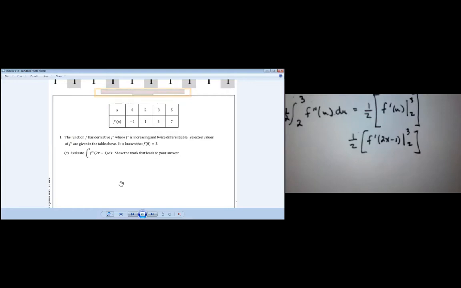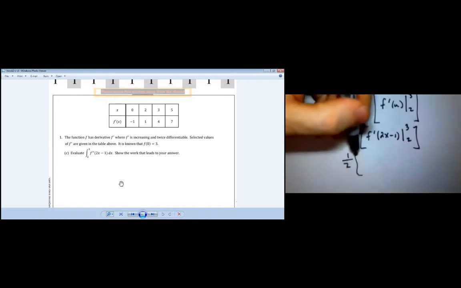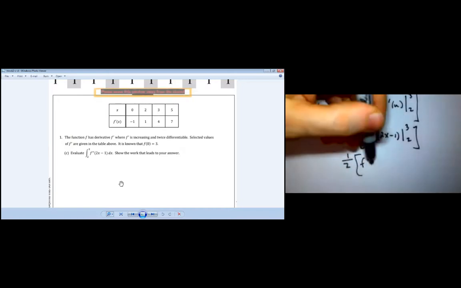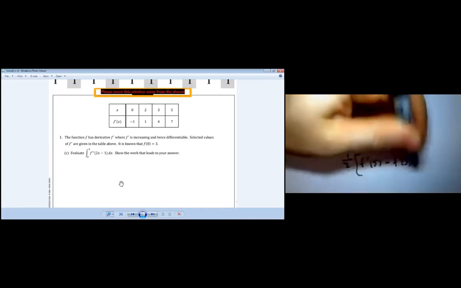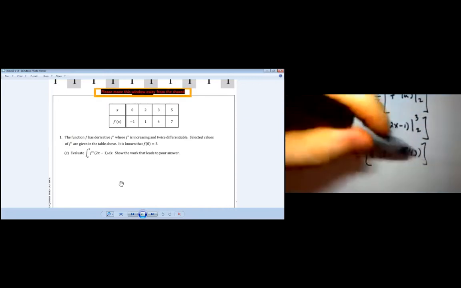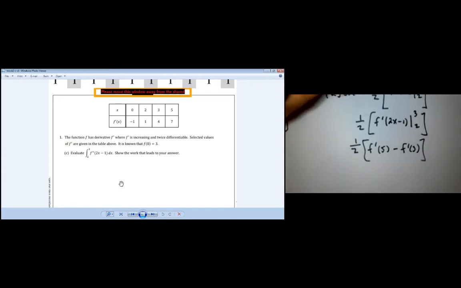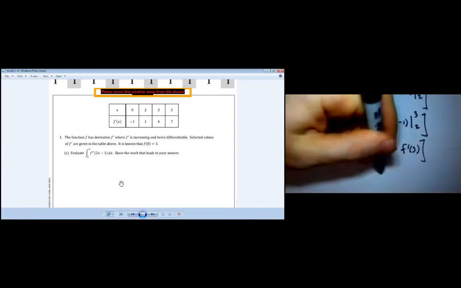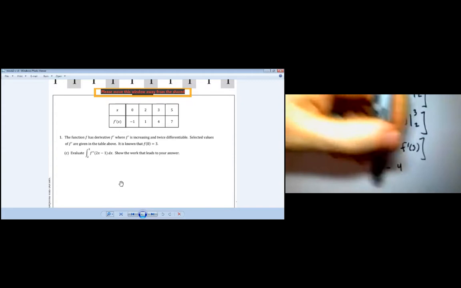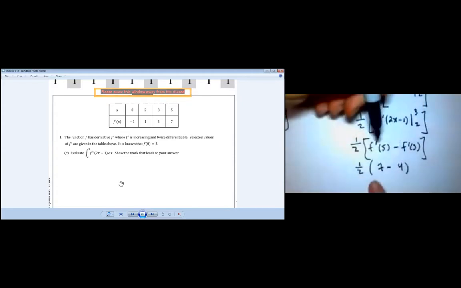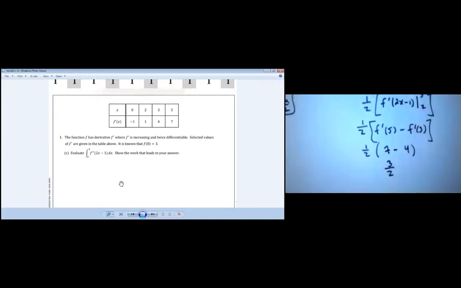Okay, so let's plug in. This is 1/2 times f prime of 5 minus f prime of 3. And you can't leave it like that. We've got to look these up. But the good news is that's right off the table. That's in the box. We have that. f prime of 5 is 7. f prime of 3 is 4. Got a 1/2 out front. Now you can leave it like that, but I think we can do that math, right? So I'm coming up with 3/2.